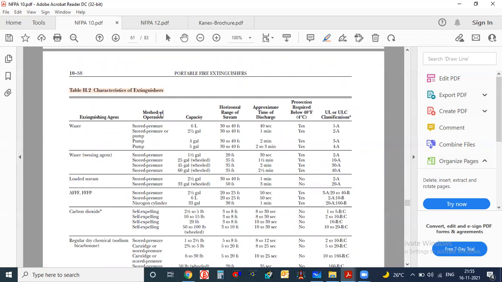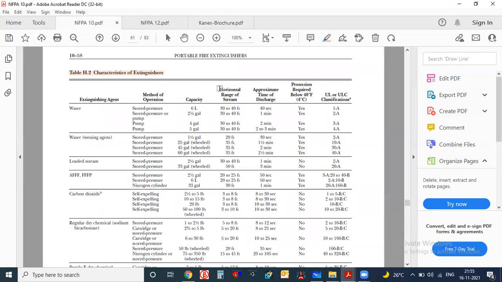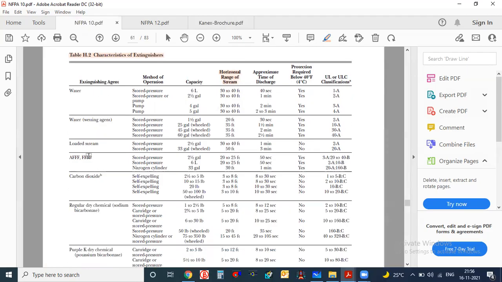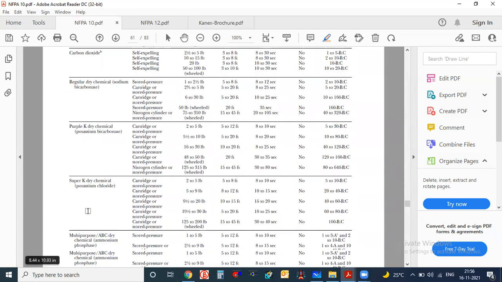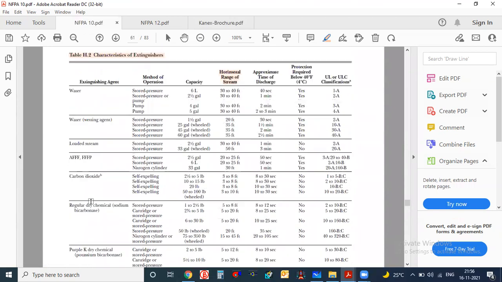Here you will get each and every data. I'm sorry, here also they have given the horizontal range. I thought that it was not given here, but here they have given the capacities, horizontal range, method of operation, approximate time of discharge, protection required below 40 degrees Celsius, so 40 degrees Fahrenheit, and Underwriters Laboratories rating system. Water type, loaded stream, AFFF, carbon dioxide, regular dry, purple K. So many things are given here.